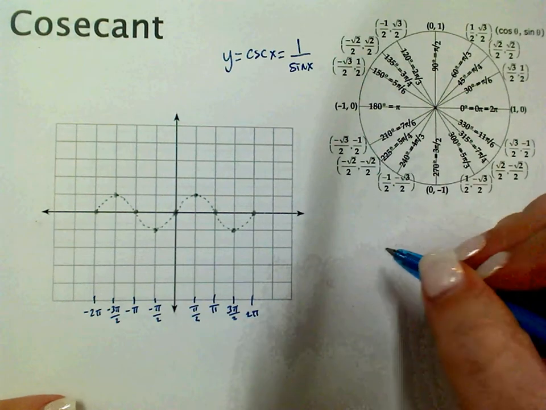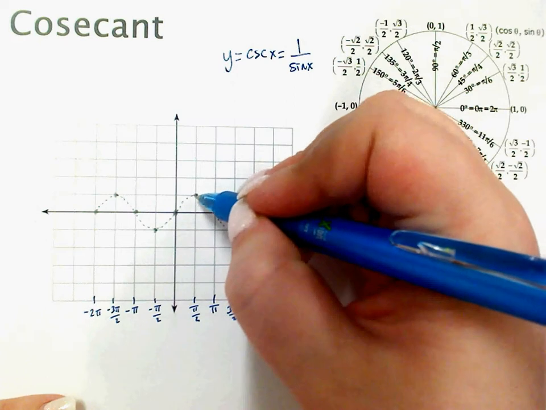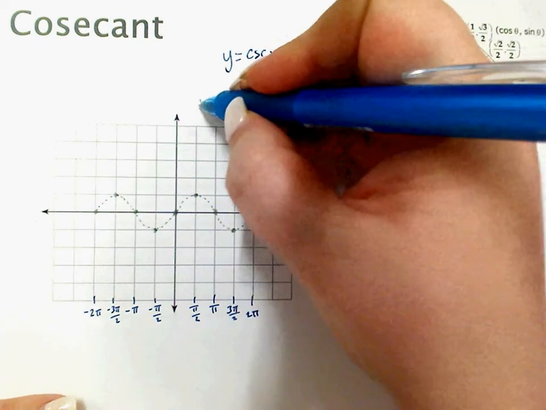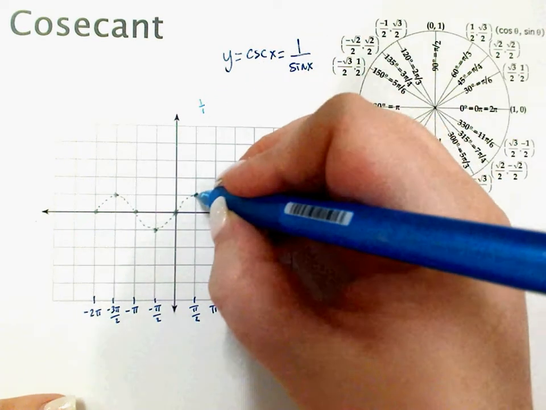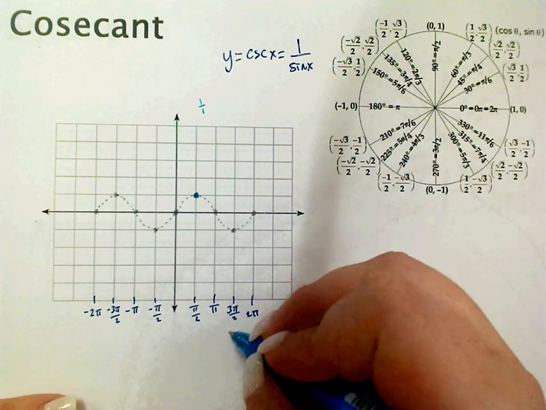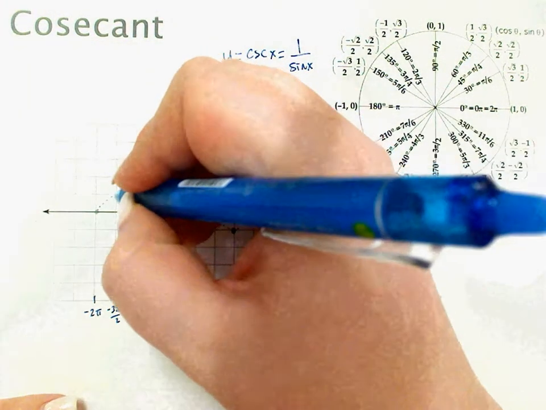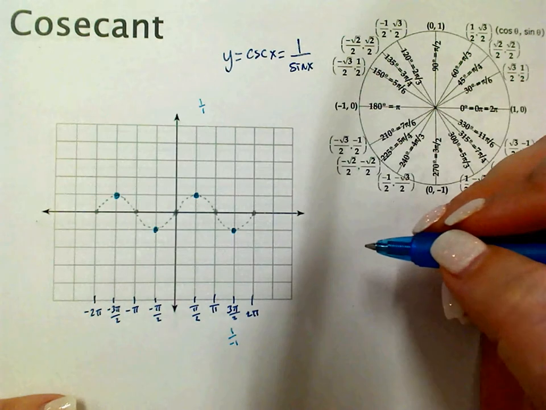So then let's talk about values of cosecant. Cosecant is just the reciprocal of sine, right? So right here, when sine is 1, cosecant would be 1 over 1, which is 1 as well. Down here, you've got negative 1. Cosecant would be 1 over negative 1, which is negative 1 as well. So all of these 1 and negative 1 values are the same in cosecant. Those are repeated.